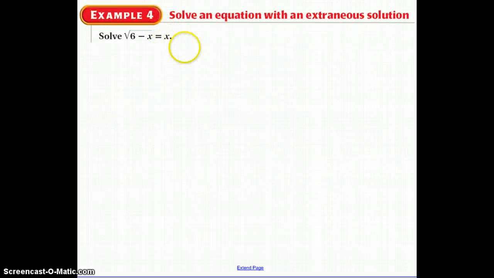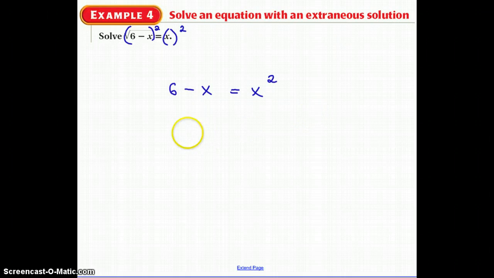Alright, so in this example we have a square root of an expression equal to x, so what we're going to do is square both sides to get rid of the radical. And the reason why I'm squaring right away is because my square root is already isolated. So we get this. And this is a quadratic equation. And remember, we could solve quadratic equations using factoring, completing the square, using the quadratic formula, taking the square root of both sides. In this case, we're going to try factoring.